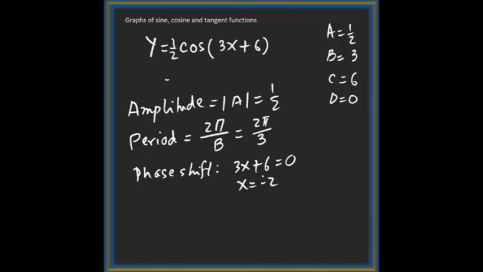They may ask you in two ways: what is the phase shift, and which direction is it going. Then you will say the phase shift is 2 and it is going to the left side. Or you can just say the phase shift is -2. And since D is 0, there is no vertical shift. And we are done.